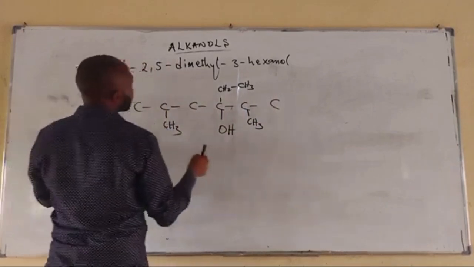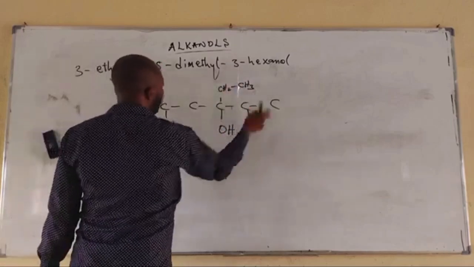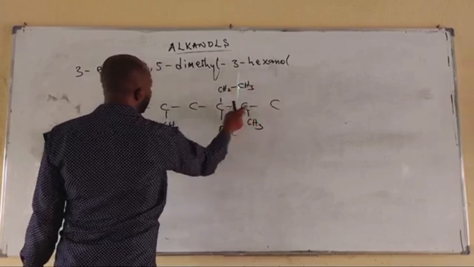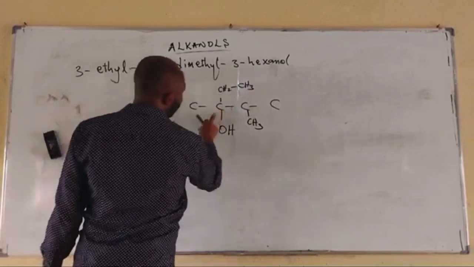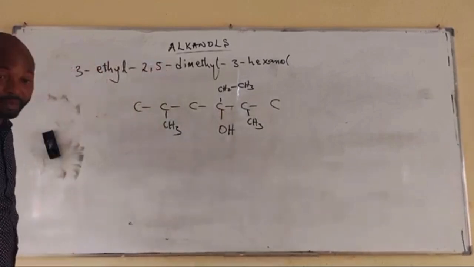Okay, now E comes before M. So that is why it is 3-ethyl, 2,5-dimethyl, 3-hexanol.